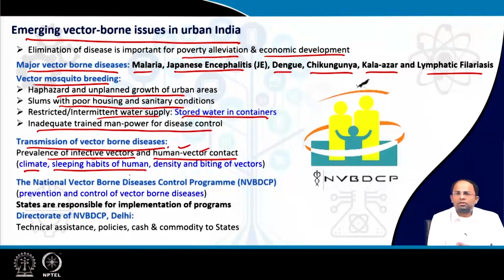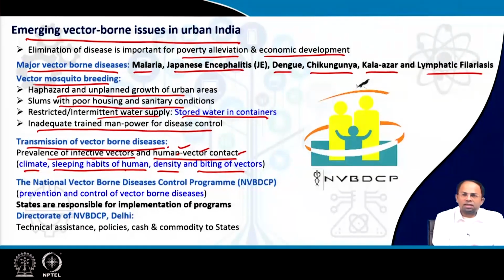Then there are the sleeping habits of humans. Some people sleep openly on the roof without any kind of cover or protection. All these things lead to more human vector contact. Then there is the density of people: how densely people live, so that if one person gets infected, it will spread to other parts of the community. All this leads to more human vector contact, and that leads to the spread of these vector-borne diseases.